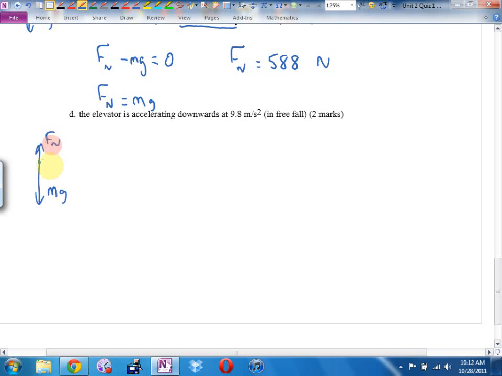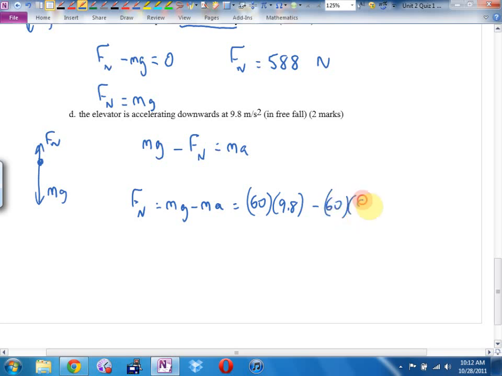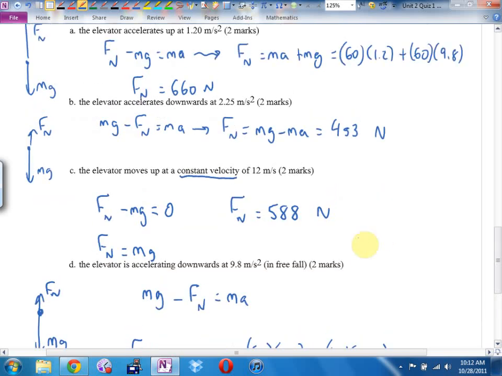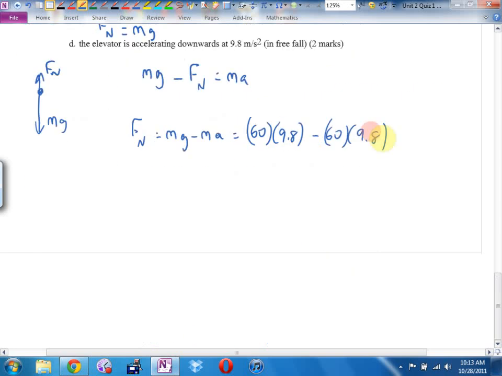I know it's losing. And when I go winner minus loser equals MA and get the normal force by itself, I would go 60 times 9.8 minus 60 times 9.8. Was the math 60 or 65? I can't even remember. 60. Oh, that's definitely zero. So there's the proof. If you don't go to two sig figs, I'm not fussy, but if you didn't put zero newtons, I would take a half mark off. If you said 0.0, good, two sig figs.